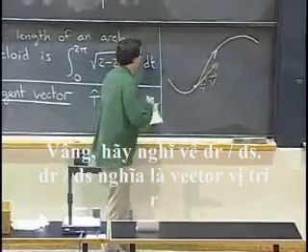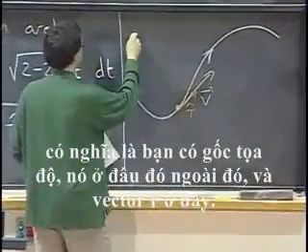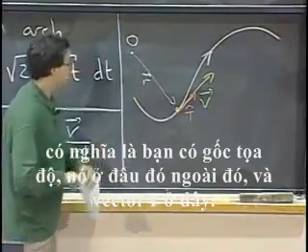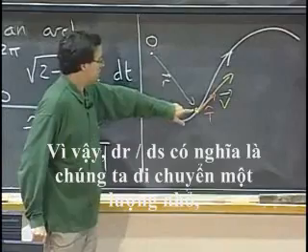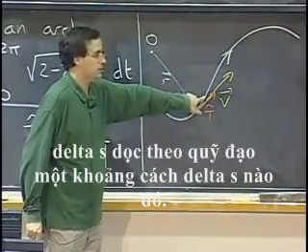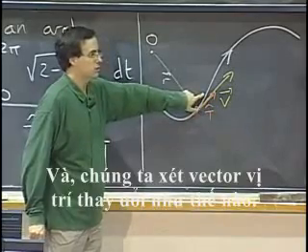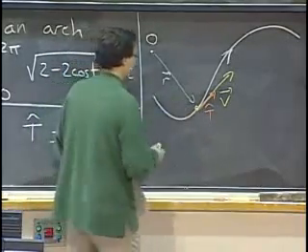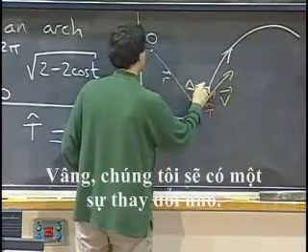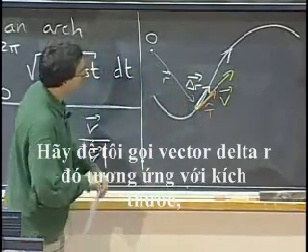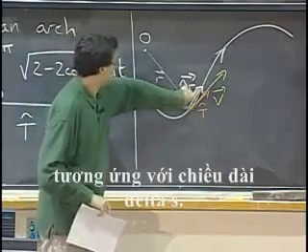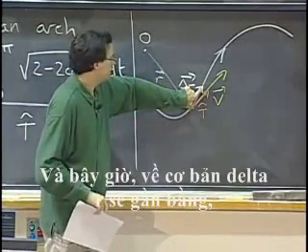Dr ds means, position vector r means you have the origin, which is somewhere out there, and the vector r is here. So dr ds means we move by a small amount delta s along the trajectory, by a certain distance delta s. And we look at how the position vector changes. Well, we'll have a small change. Let me call that vector delta r, corresponding to the length delta s.